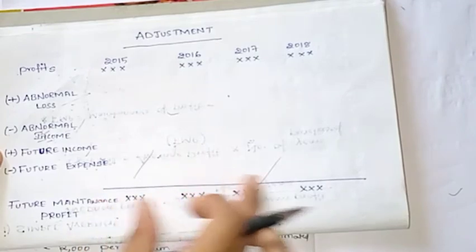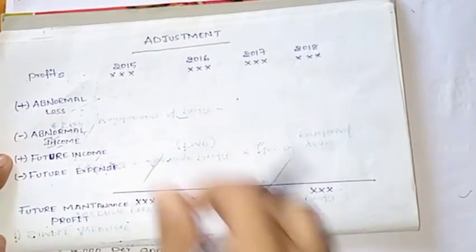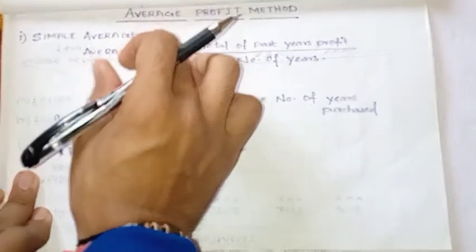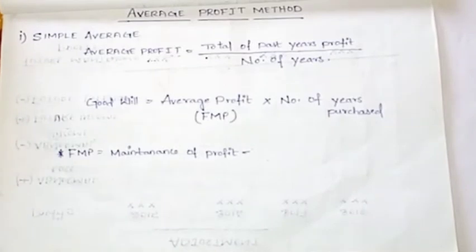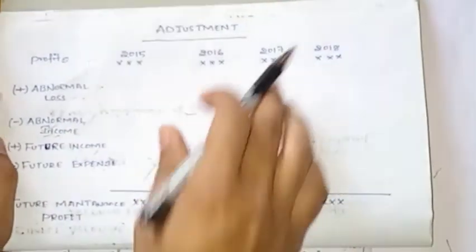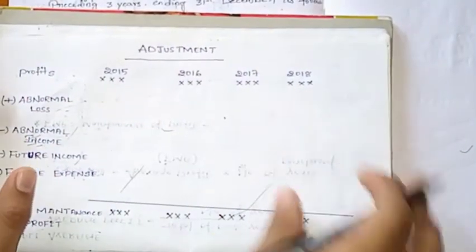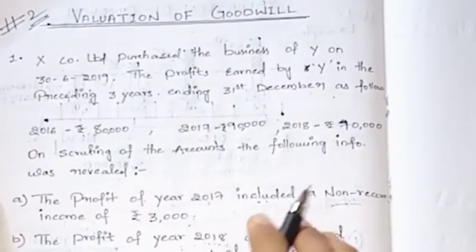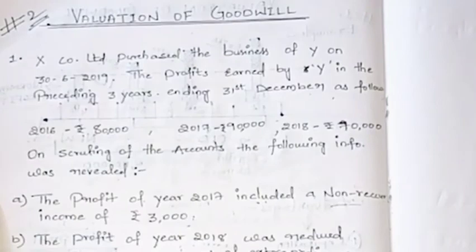Then we will take the average of this profit. Simple. First we will do these adjustments, then you will add them up for the average profit, and finally you will get goodwill. Fine. So this is the adjustment you have to do. Now let's solve the problem by doing some adjustments. So here is the question. Let's solve this problem.